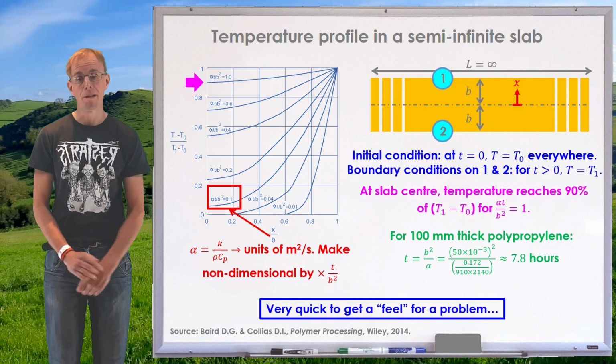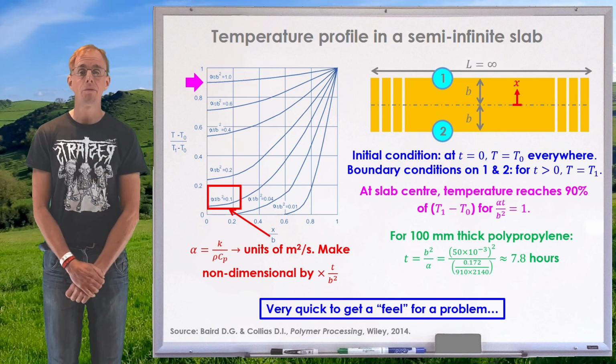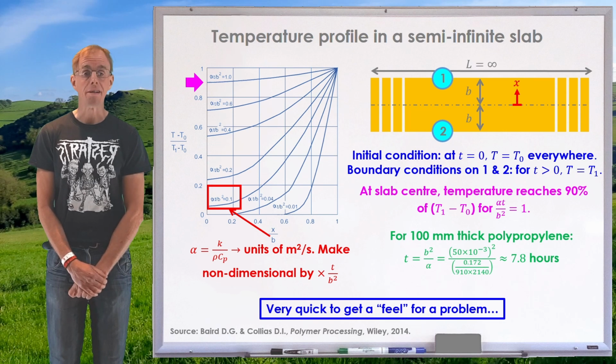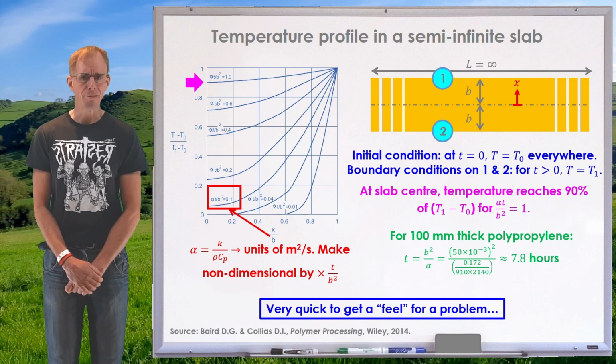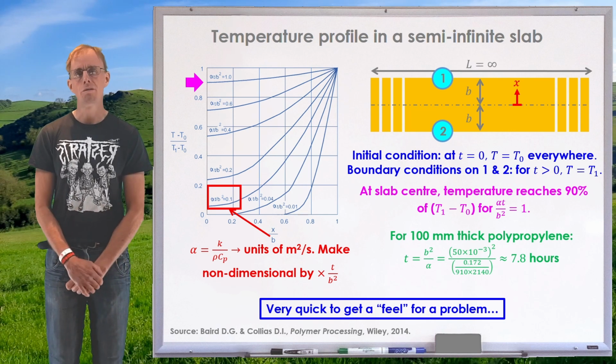We haven't had to write a mathematical script. We can just look at a Heisler chart, do a quick couple of sums, and we've got a feel for how long cooling is going to take. And so at that point we might decide, well, that's a silly thickness to have. We're not going to have that. We're going to do this a different way. And you haven't had to do the numerical solution in the first place.